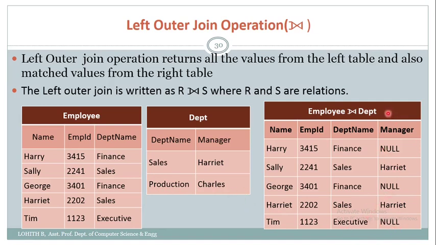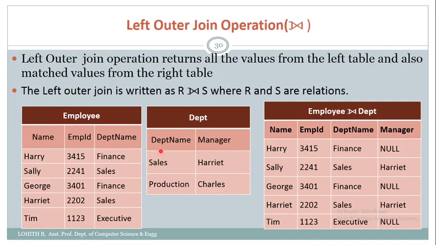So this is a resultant relation where all the tuples of the left relation exist, and only the matching tuples of the right relation are added over here. Okay, this is about the left outer join operation.